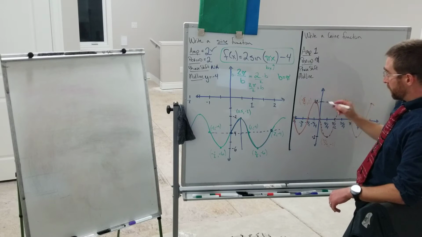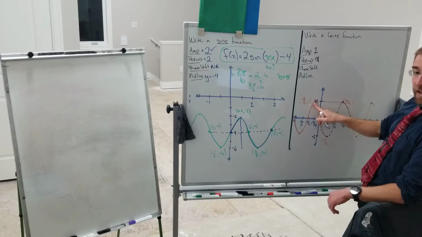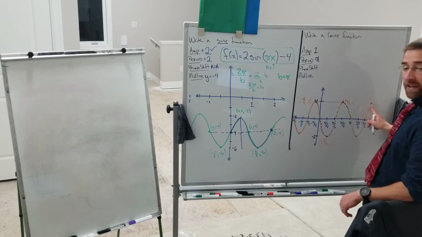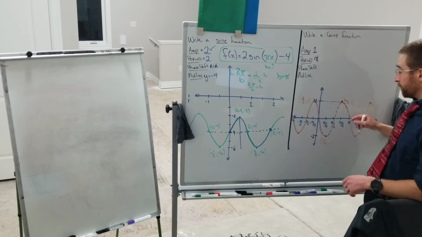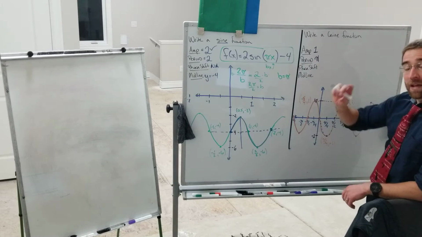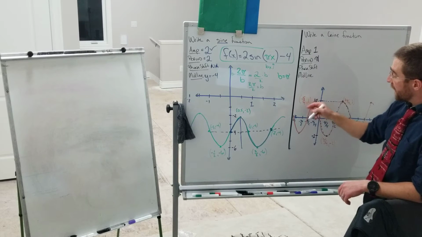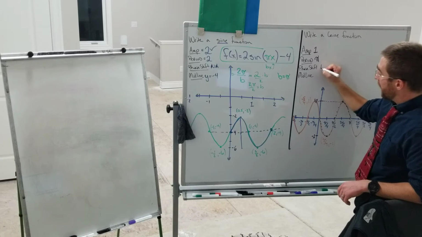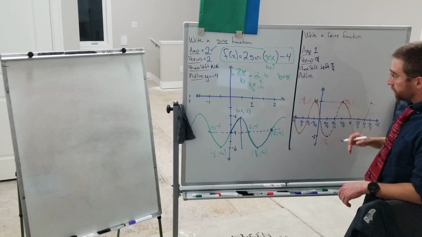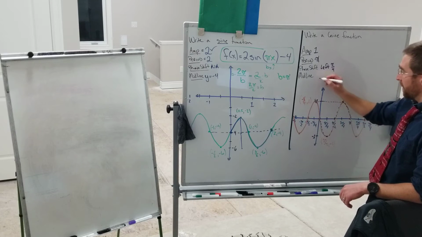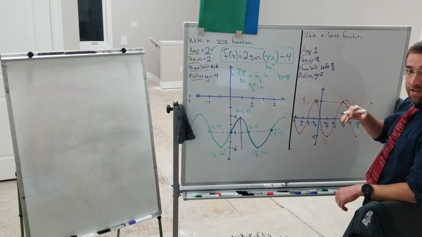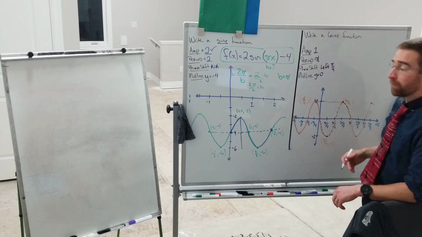The phase shift: we are starting either at -pi/4, or we could say we're starting at 3 pi/4, or at 7 pi/4, or we could start at one of the minimums and have a vertical reflection. I'm going to choose -pi/4. So I'm going to say left pi/4, and then the midline is just y equals 0. That means there's no shift up or down.